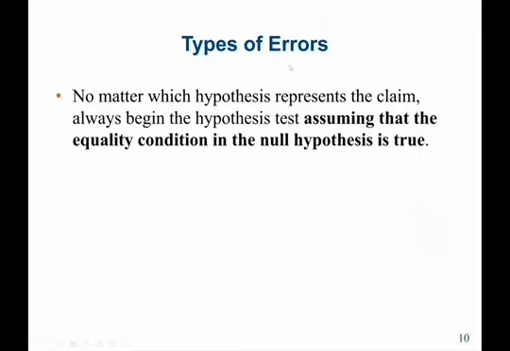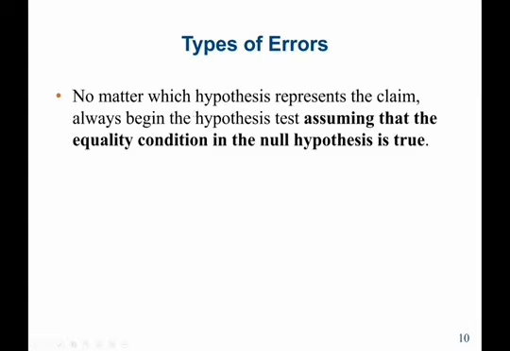Now, we have two types of errors in hypothesis testing. The whole concept of the error is: what is the chance that we are going to reject a true H0, or we are going to accept a false H0? Those are the two types of errors. We call them type 1 and type 2 errors.